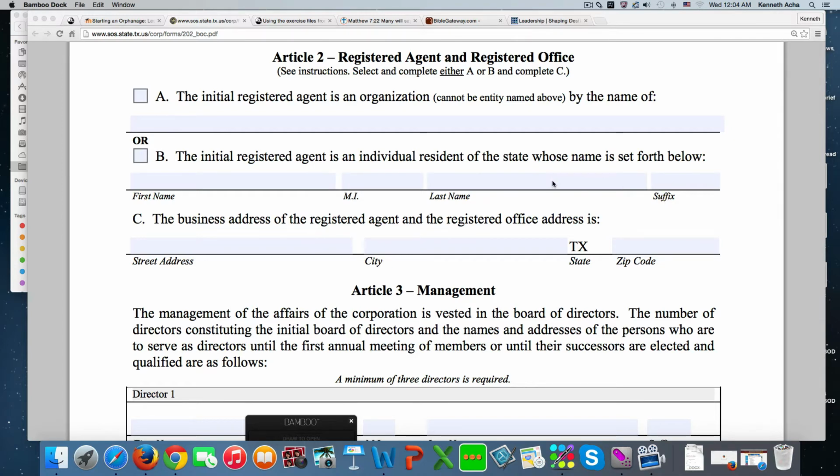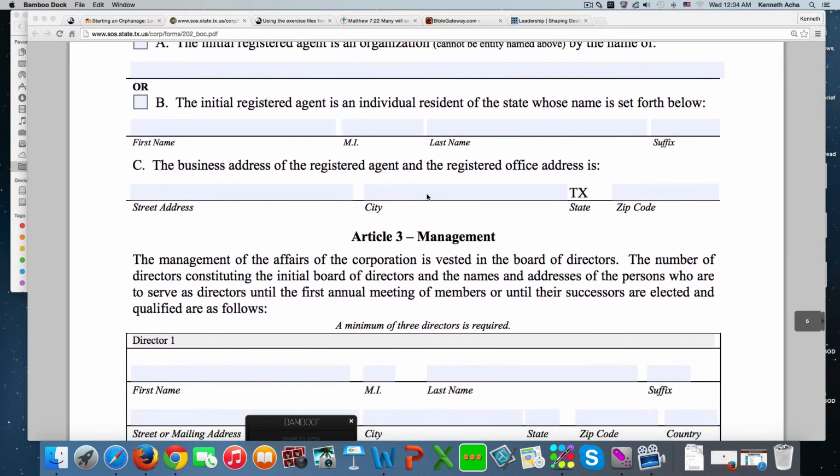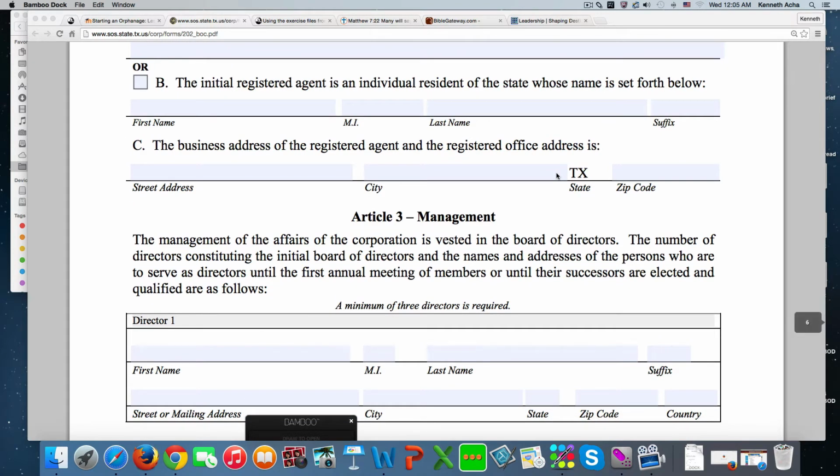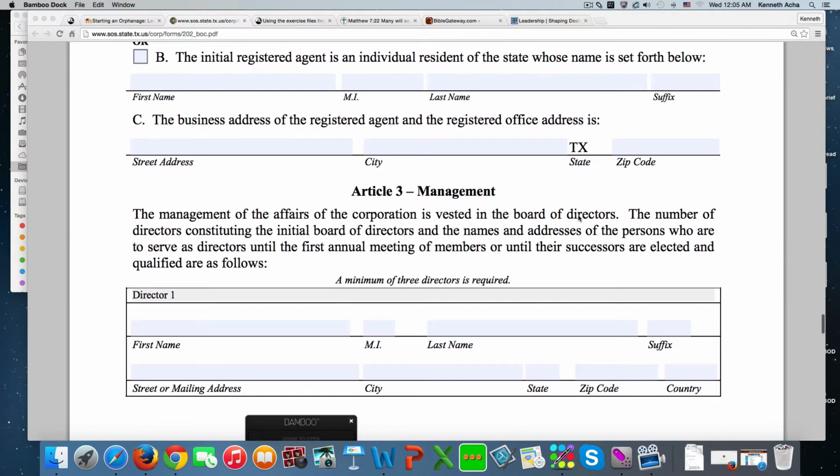Then you're going to enter here the business address of the registered agent, and the registered office address. Don't enter a PO box, they want a real address. Okay, you're going to enter that right here. Enter the city here, the state is already Texas, and the zip code, because this is only for Texas state.